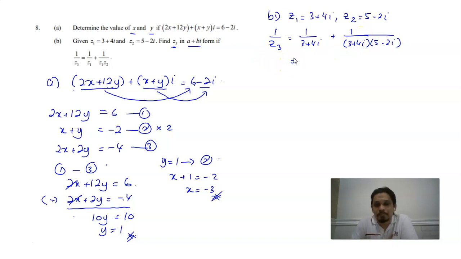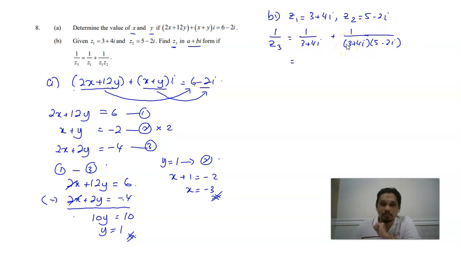Class, there are two options of solving this. First, you expand this, 3 times 5 plus and all this, and then 1 over 3 plus 4i plus with 1 over, there will be a new complex number appearing on this side. You get it? First method is you expand this and simplify. Then you'll find that there will be two fractions here, 1 over 3 plus 4i plus with 1 over a new complex number that will appear here.